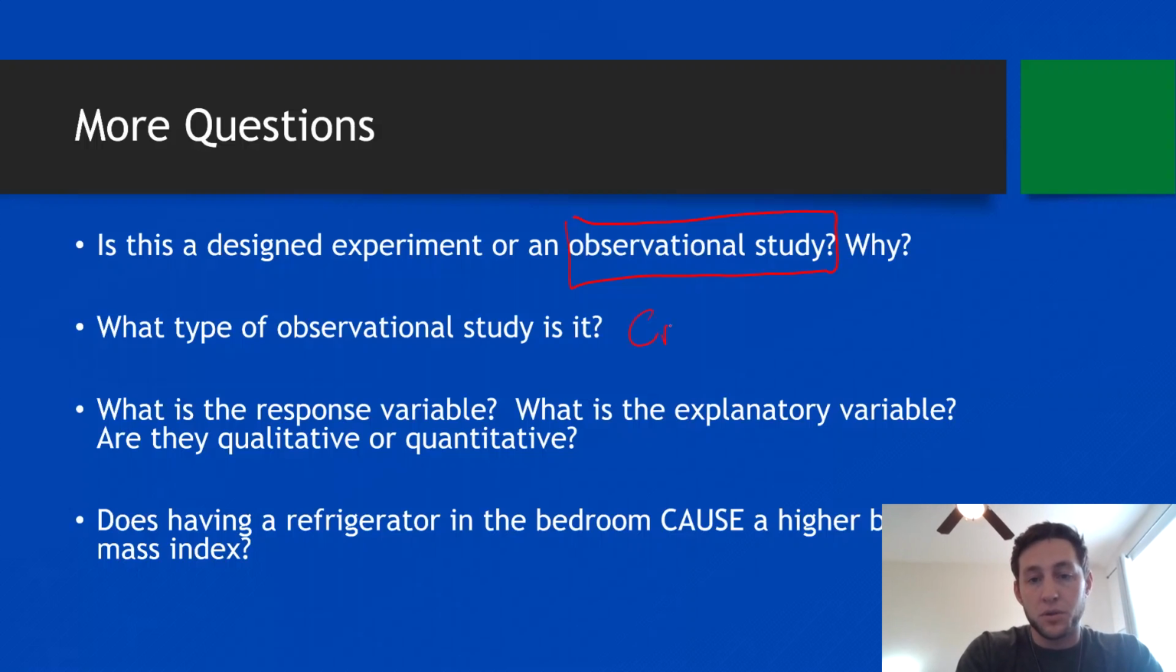So this will be cross-sectional because we are doing it over a very short period of time. Or actually pretty much instantaneously.